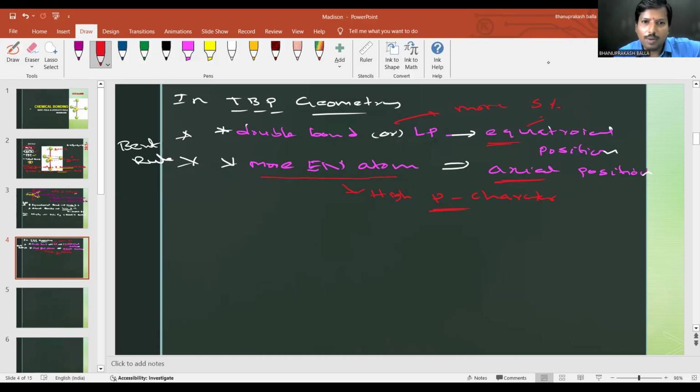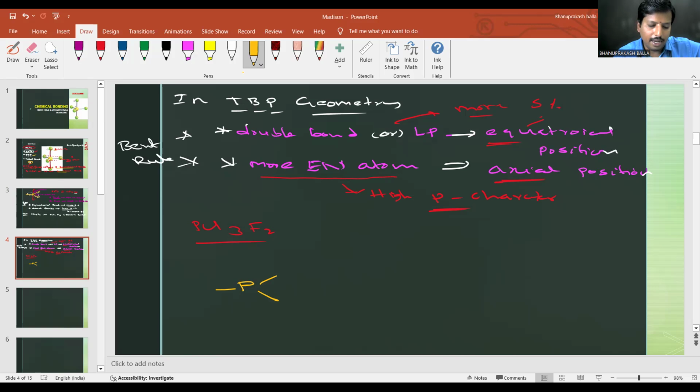I hope you understood. Double bonds or lone pairs of electrons have more percentage of s character, so they prefer the equatorial position. Similarly, a more electronegative atom has high p character, so that's why the electronegative atom always occupies the axial position. Based upon this concept, we can easily explain the PCl3F2 molecule structure. What is the PCl3F2 molecule structure? The central atom is the phosphorus atom. These three are the equatorial bonds, according to the above basic rule.